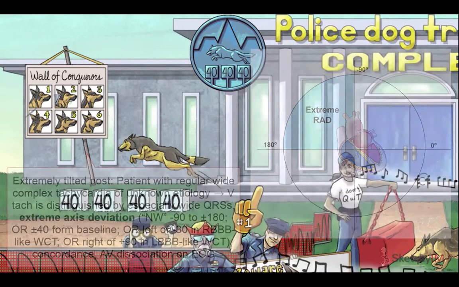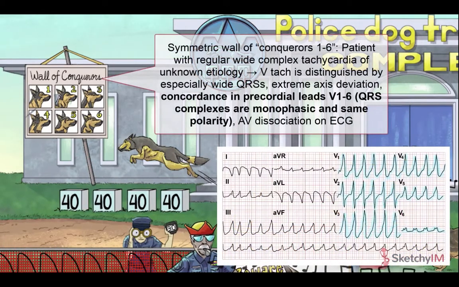Next, take a look at that wall of fame. The word conquerors is meant to remind you of concordance, and they're numbered 1 through 6, just like the precordial leads on the ECG.